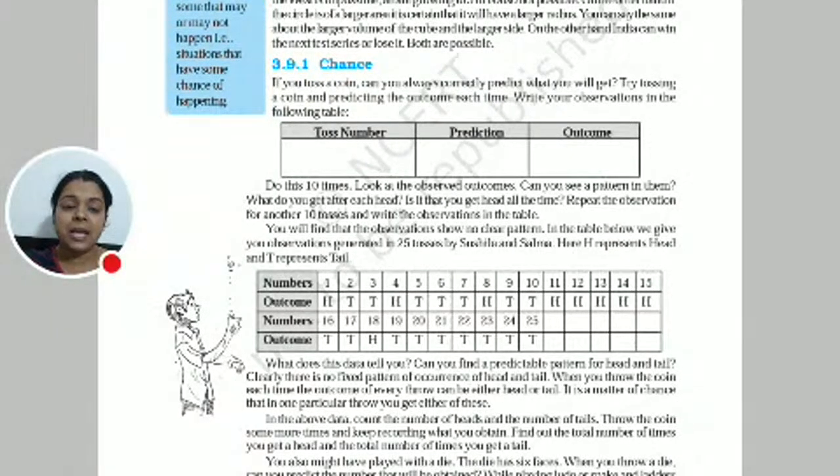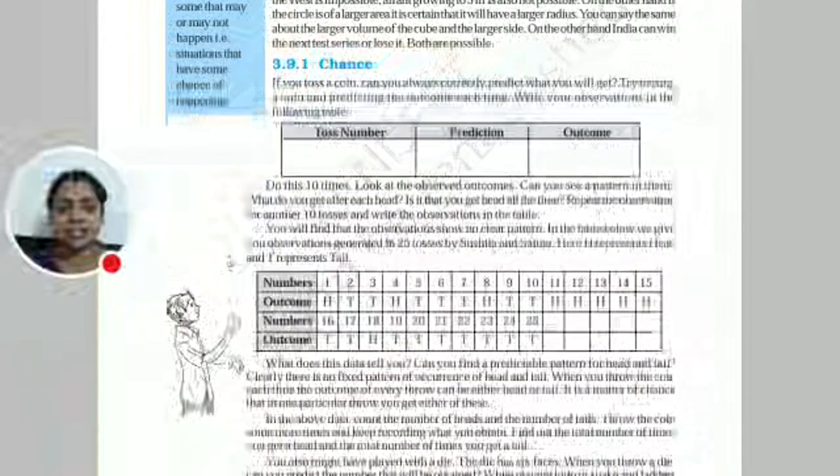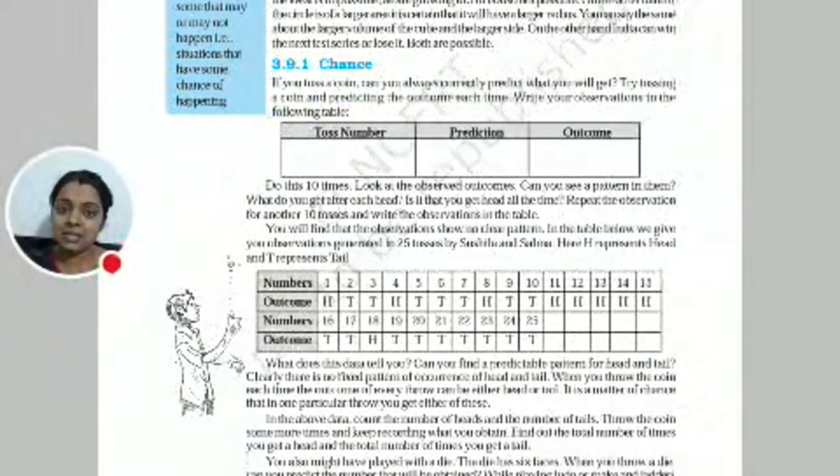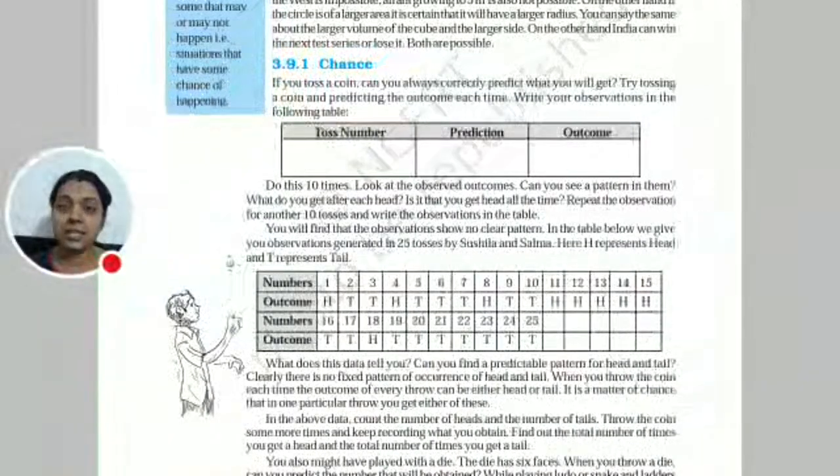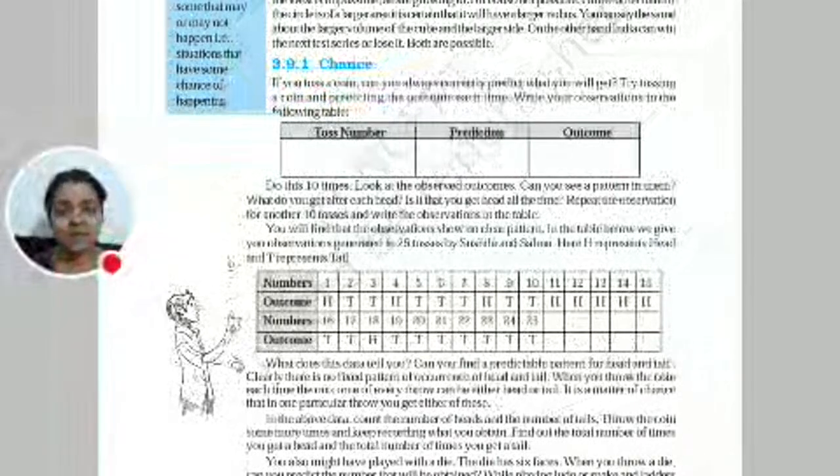Now an example is given: if one student gets 25 chances of tossing, how many times will the child get heads and how many times tails? Here, as I'm taking an example of 25, the child is getting 25 chances. Total number of chances is 25 only.